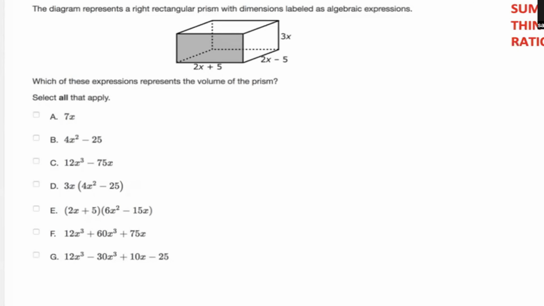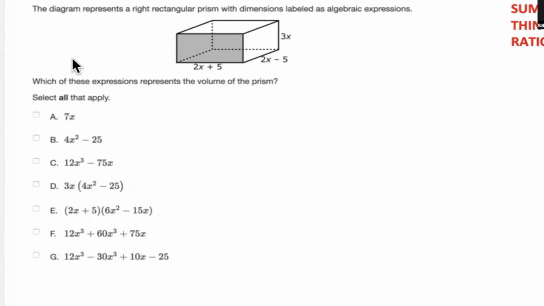Hi everyone again. So another question on operations with polynomials. There is a rectangular prism given here and the dimensions are given as expressions, as you see in the question. Which of the following expressions represent the volume of the prism?